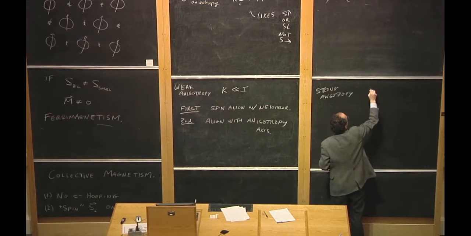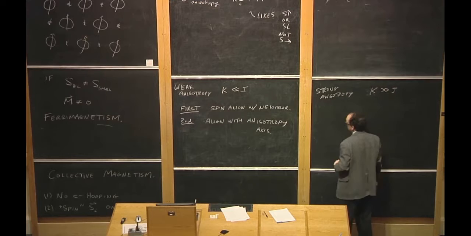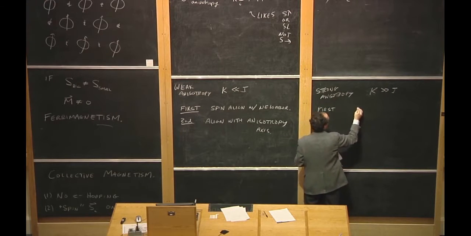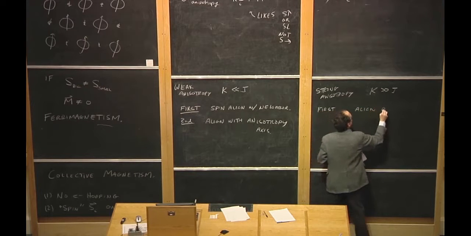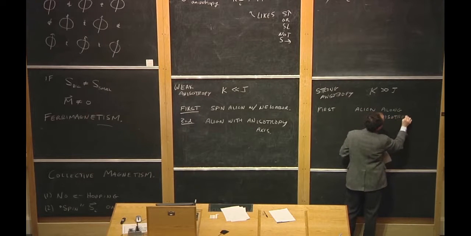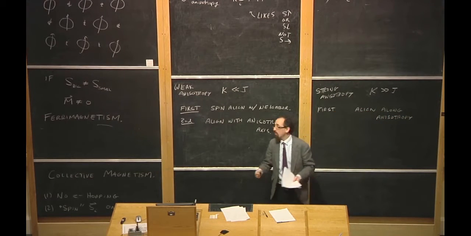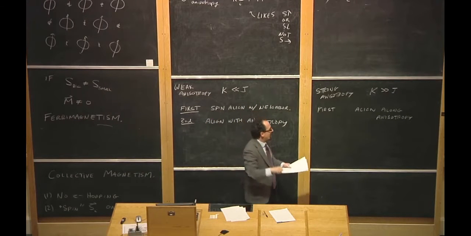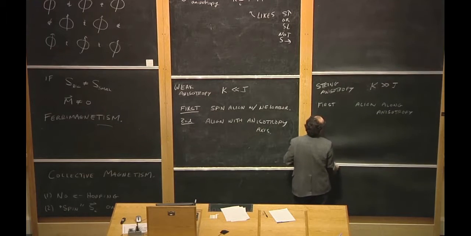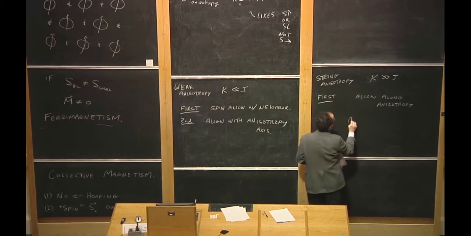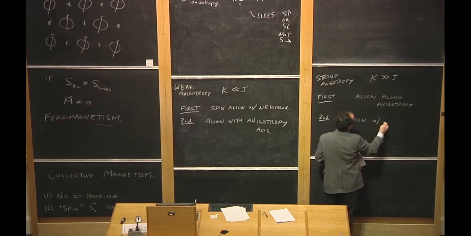meaning this kappa, this anisotropy constant, kappa is much bigger than J, then first you want to align along the anisotropy axis. For example, all spins will point either up or down if we're using that up and down anisotropy. Everyone has to point either up or down. That's what you do first, because that's the big energy scale in the system. But then second, you align with neighbors.